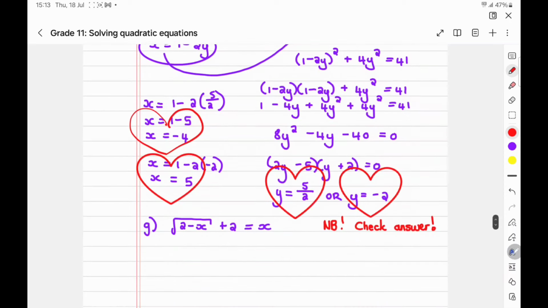Okay, hope it all makes sense. So make that one a pretty little heart. Yeah, man. x is negative 4.